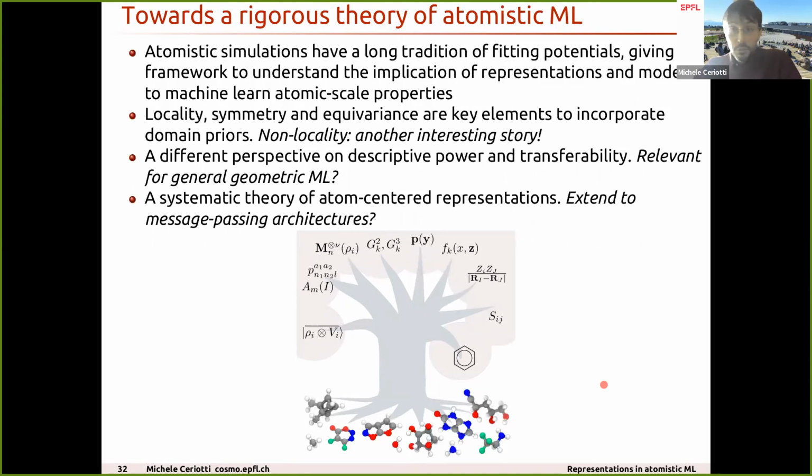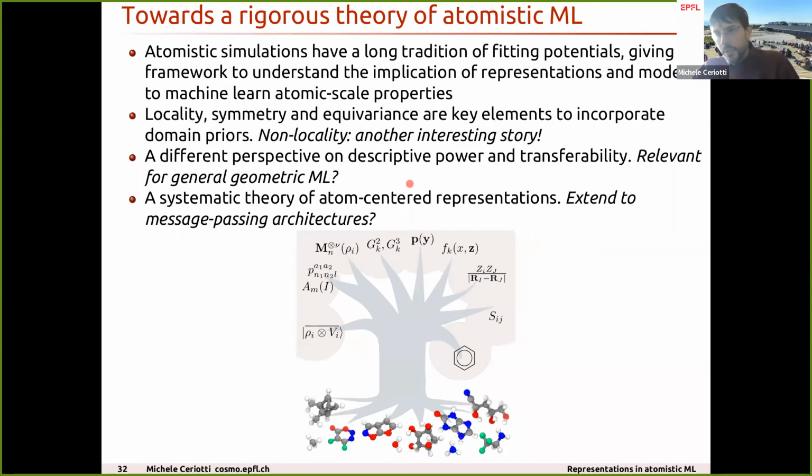Machine learning is very useful for atomistic modeling, and I think that some of the culture of fitting potentials that have been prevalent in this community since the 50s gives us a perspective for looking onto the problem of machine learning that might also be interesting, perhaps, I hope, for other domains. For this domain, considerations of locality, symmetry, and equivariance are really central and have been incorporated into models since the very, very early days of using machine learning for materials and molecules.